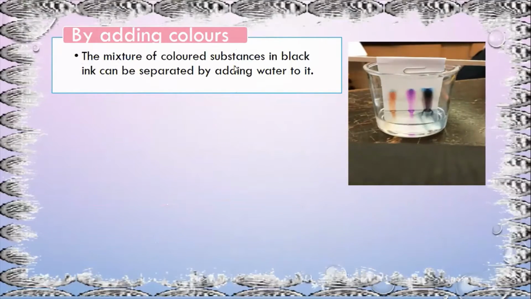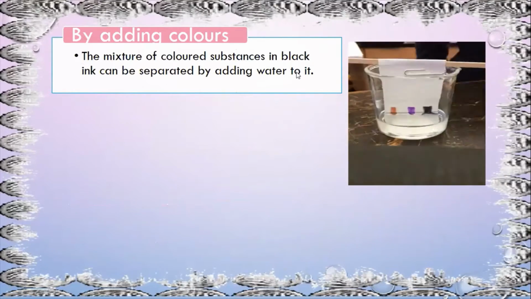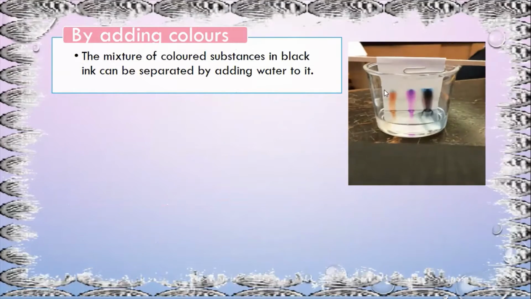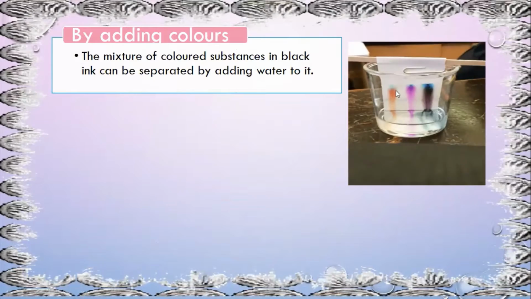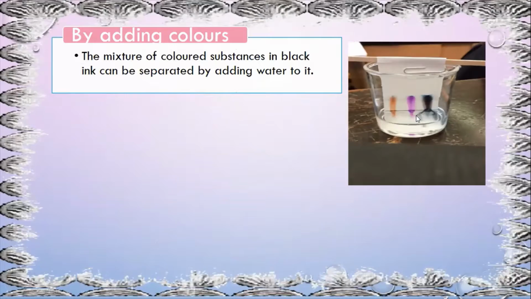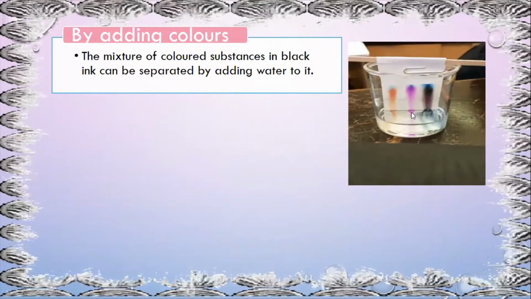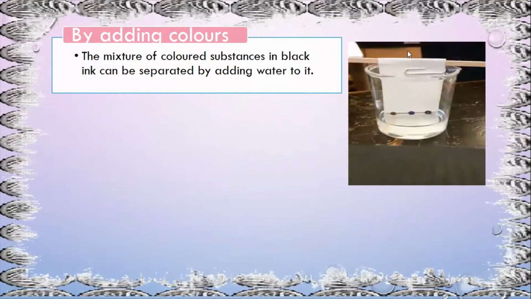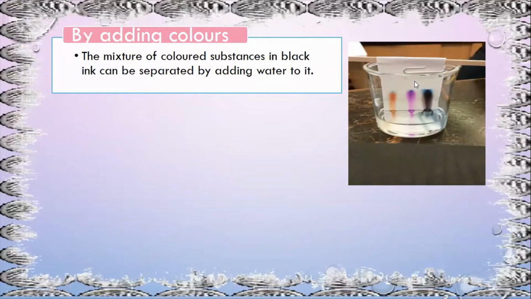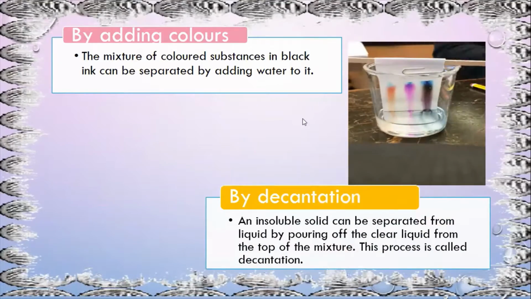By adding water and colors. A mixture of colored substances in black ink can be separated by adding water. As you can see, if we have a paper and we put any color of marker on it, especially black, because black is a mixture of many colors, and we put that paper onto the water, you find after some time the ink starts spreading and showing you the different colors mixed to make that color. You can even use tissue paper for doing this experiment at home.